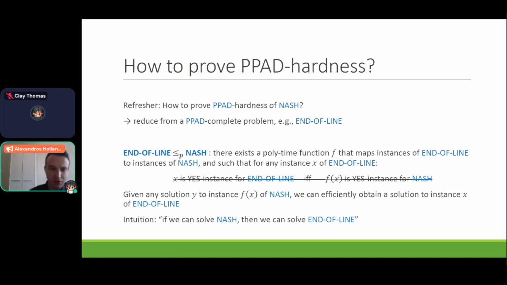Okay, so it's again implementing the original intuition that we want, but the definition is to be modified a little bit to work for these total search problems. I haven't put the fully formal definition here. I think this is enough. Again, you can just remember the intuition. We want to take instances of End of Line, turn them into instances of Nash, and then from any solution of Nash, be able to turn them back to a solution of the original End of Line problem.